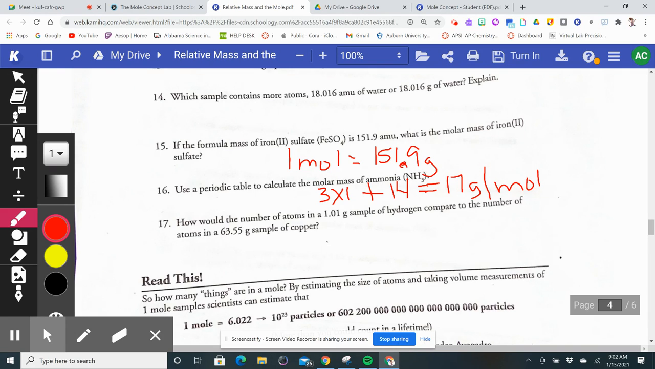That's what I mean. How would the number of atoms in 1.01 grams of hydrogen compare to the number of atoms in a 63.5 gram sample of copper? All right, so look at those numbers. The first thing you need to think about is, remember at the very beginning, I said to remember that 1 mole is equal to how many atoms? Remember that? That big long number, 6.022 times 10 to the 23rd. And 1 mole is equal to the atomic mass, or the molecular mass. So is 1.01 grams of hydrogen's atomic mass? Yes. So how many atoms would that contain?